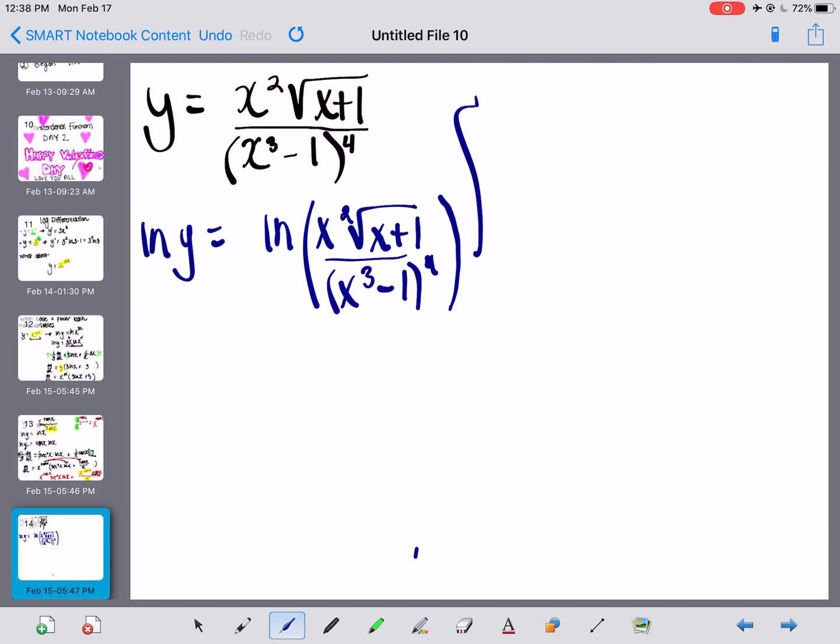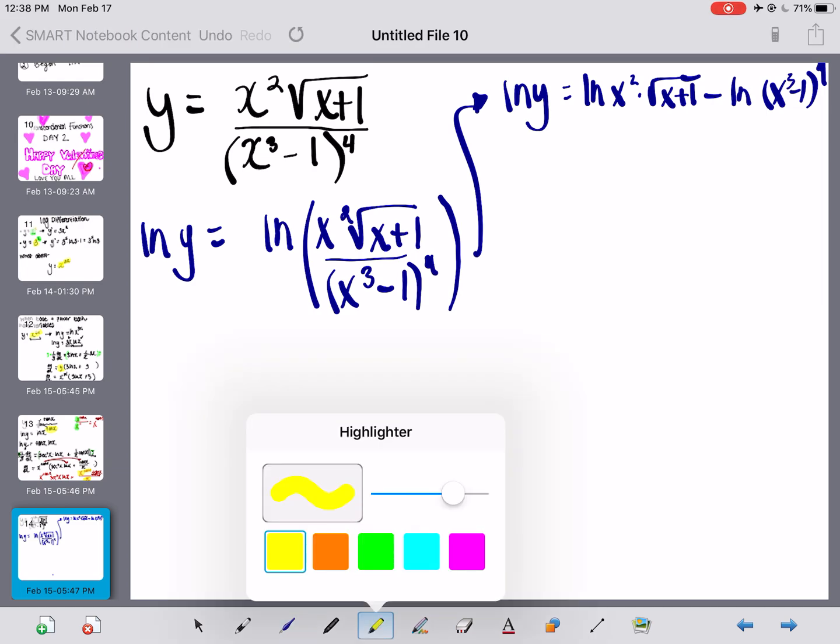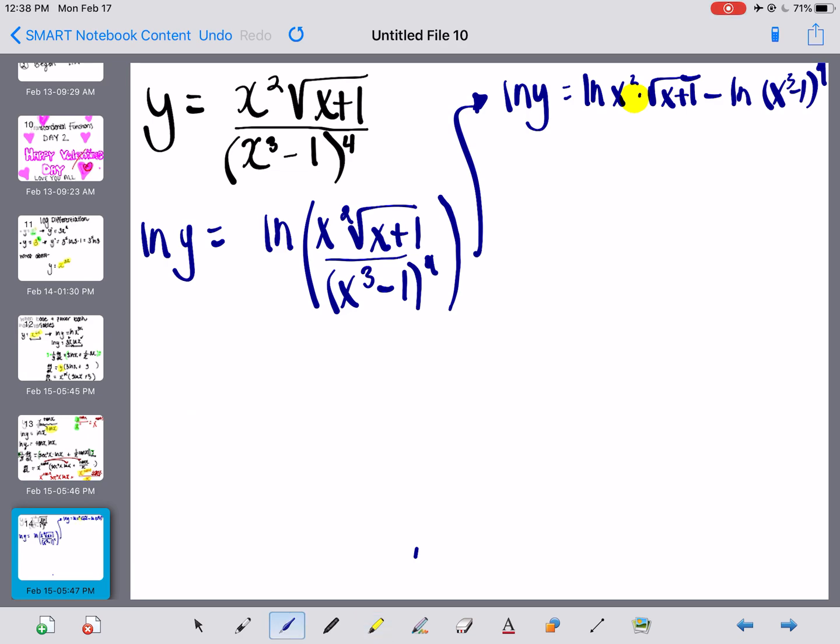So this right here would equal the logarithm of x squared times square root of x plus 1 minus the natural log of x cubed minus 1 to the power of 4. Exponents can come down, and multiplication of logarithms can become the sum of logarithms. So this would be natural log of x squared plus the natural log of the square root of x plus 1 minus the natural log of x squared minus 1 to the 4th power.